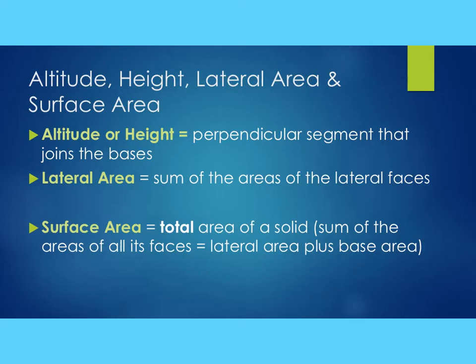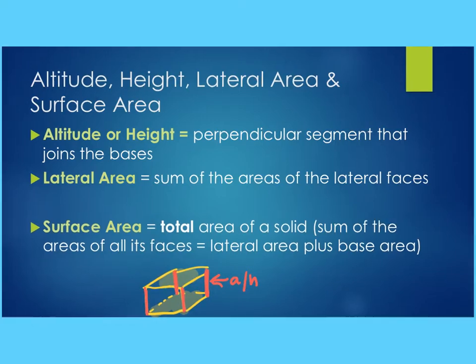A prism has an altitude or a height, which is the perpendicular segment that joins the bases. So if I, for example, had a rectangular prism, and I said the top and the bottom were my bases, then the height could be any of the segments connecting the top to the bottom. So this could be the altitude or the height. This one could be the altitude, the height. That one, all of those could be the altitude, which is also the height. Same thing.